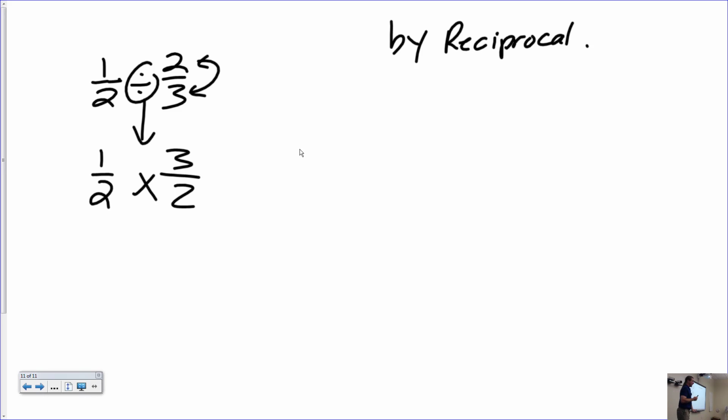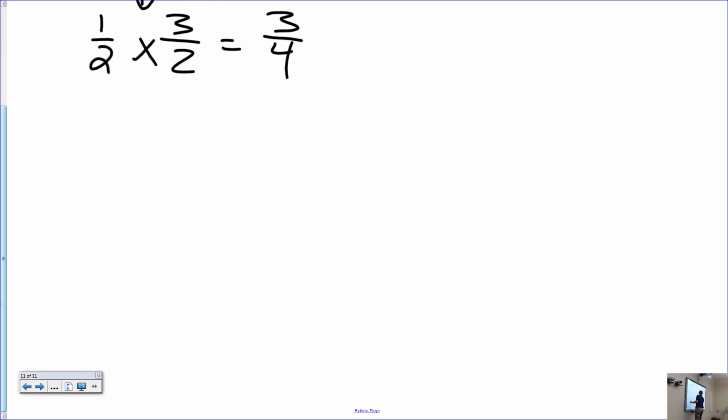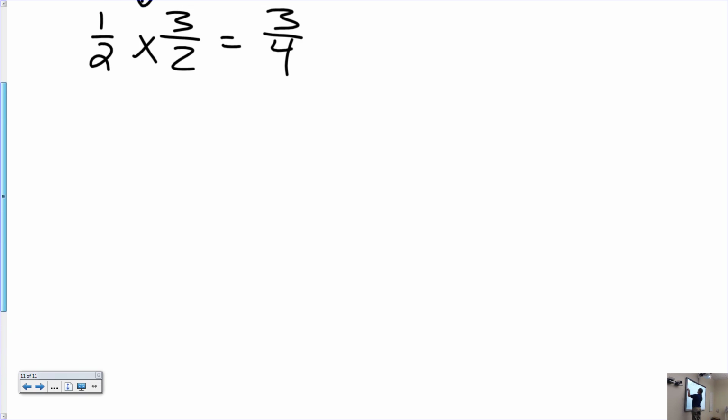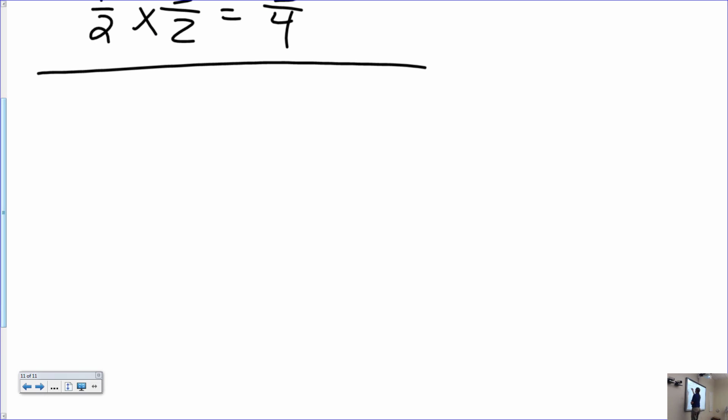And once you convert it into multiplication, do the multiply rules. And that's all there is to it, right? So 1/2 divided by 2/3 winds up being 3/4. Not bad? And so if you have to divide mixed fractions, let's suppose that I asked you to take 3 1/5 and divide by, let's see, 1 1/3.